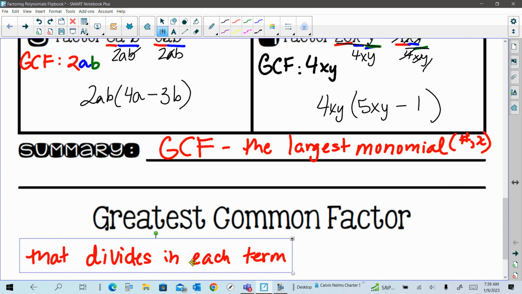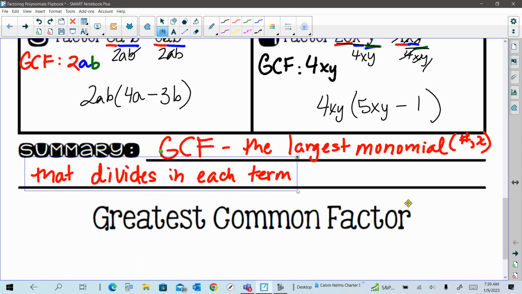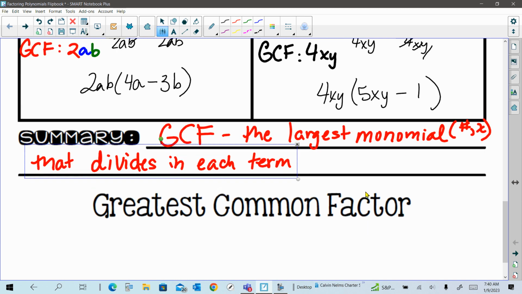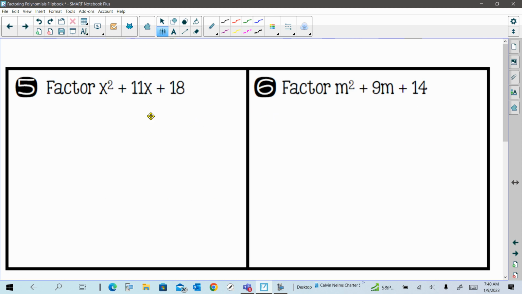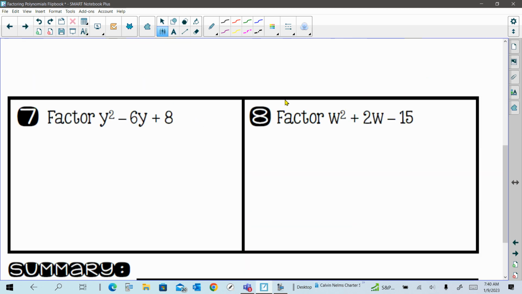Now, this is your first step. When factoring, you always take out the GCF. That's why this is the first tab. You check for that first, and then we go into our special cases. So our first special case, on examples 5 and 6, is trinomials.